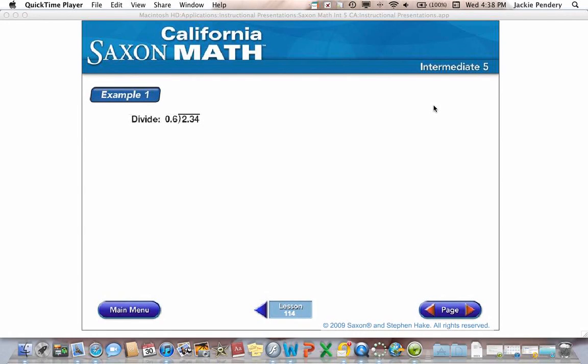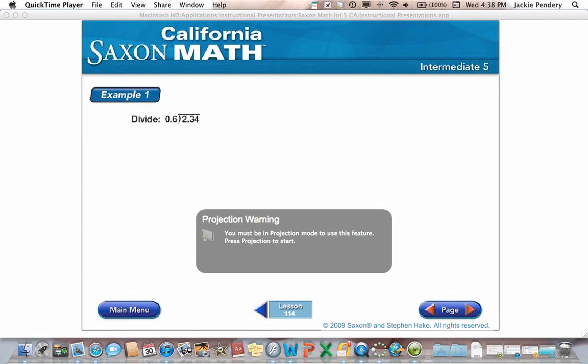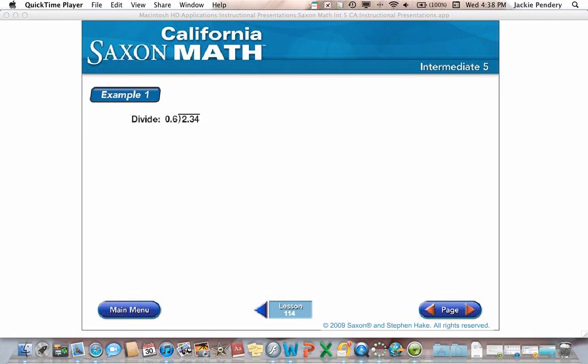Hi everyone, today we are looking at our very last lesson, number 114, dividing by a decimal. So we have talked about dividing. We've talked about dividing a decimal, how when we have a decimal in our dividend, we take the decimal straight up into our quotient. However, today we're going to talk about what we do when there is a decimal in our divisor.